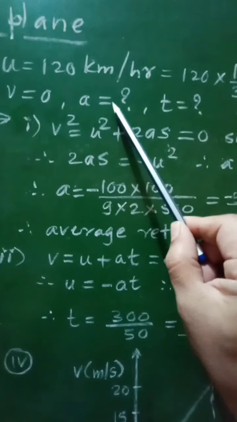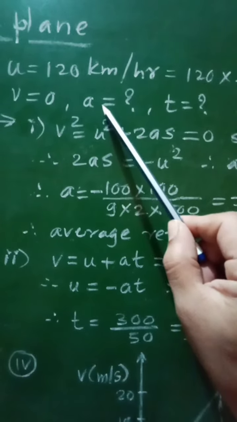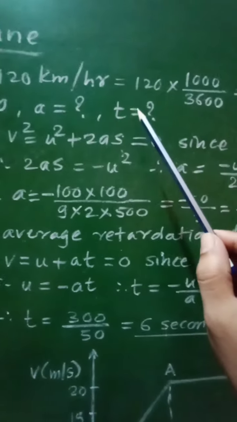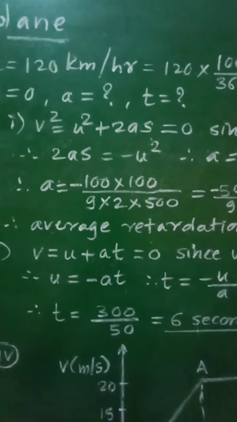Then we have to find out the retardation, that is negative acceleration. a will be negative, its value we will have to find out, and the time taken to come to rest, that is t is equal to question mark.